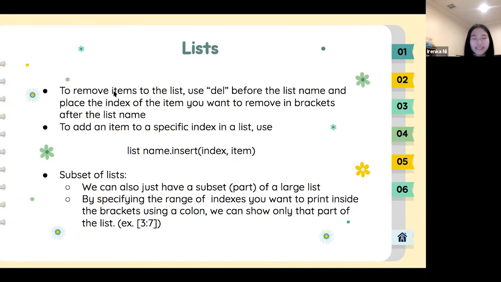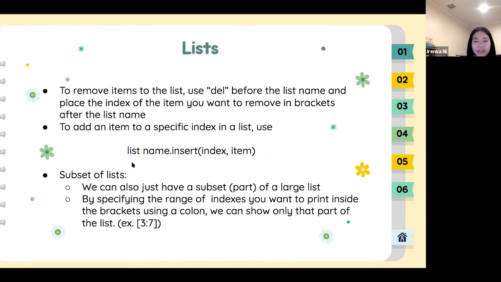Continuing on in manipulating lists, to remove items from a list, you can use del before the list name and then place the index of the item you want to remove in the brackets after the list name. If you wanted to add an item not to the end, but in the middle of the list, you can use list name dot insert, and then the index and then the item.